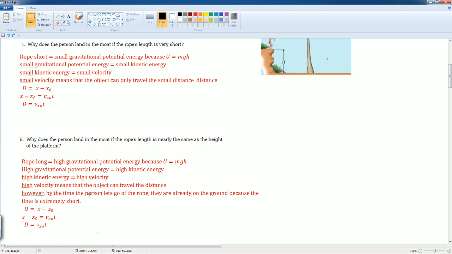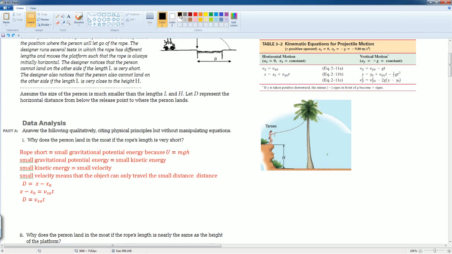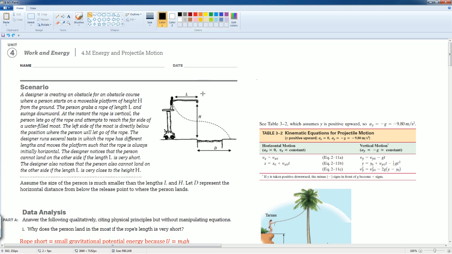However, by the time the person lets go of the rope, they are already on the ground because the time is extremely short. So let's take a look. How that should look is this. Here you go, super long, he swings. By the time it comes to the ground, and the person lets go, you see how they're super close to the ground already? Same thing here. Super long, he swings, he has a lot of energy, but by the time he hits it, look, he's already near the ground. So he can't go anywhere. So he's just still going to fall in the moat.